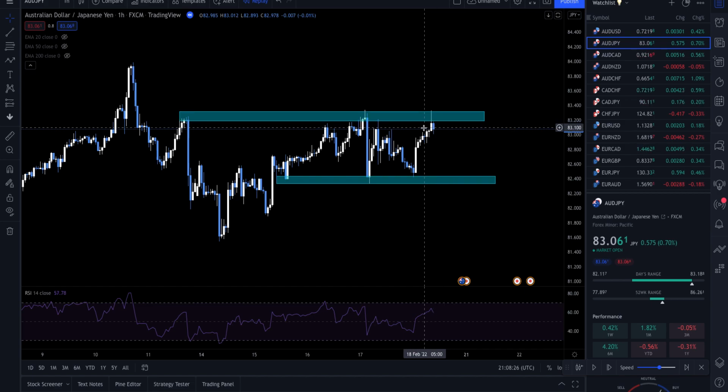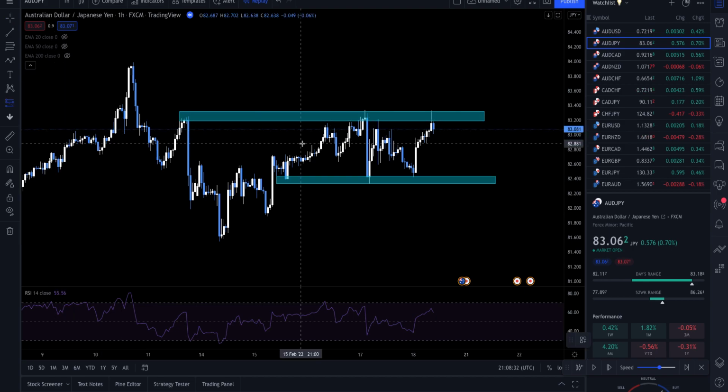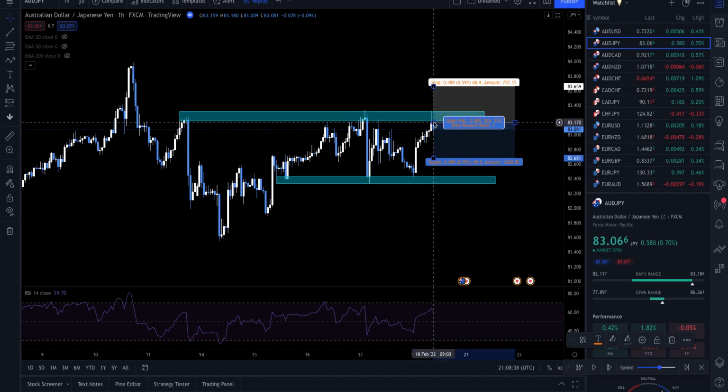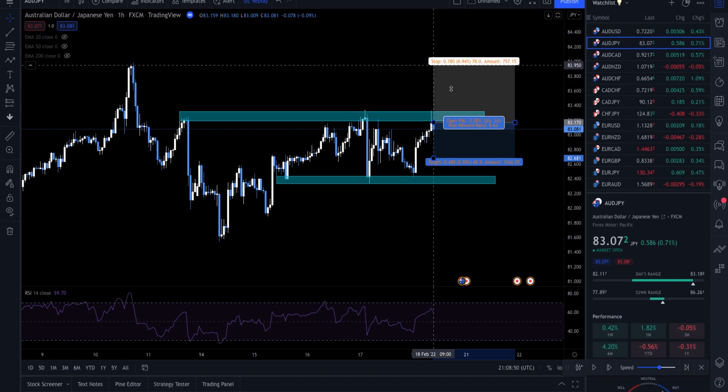So the next thing you want to do is come onto your sidebar. You want to hover over this on the left and click short position, which is another word for basically selling. So we click where we would want to enter. Let's assume we wanted to enter right there, and it gives us two boxes. Obviously the one below is where we'd set our take profit, and the one above is where we'd set our stop loss. You can drag these to wherever you'd want to place your stop loss or take profit.